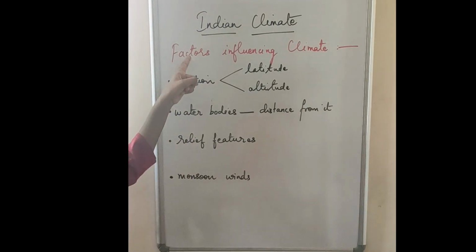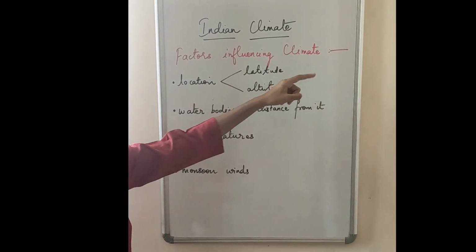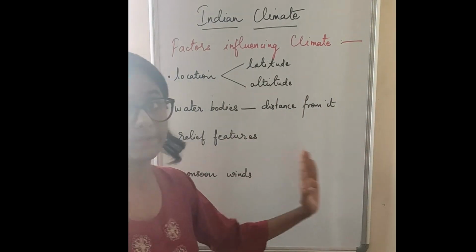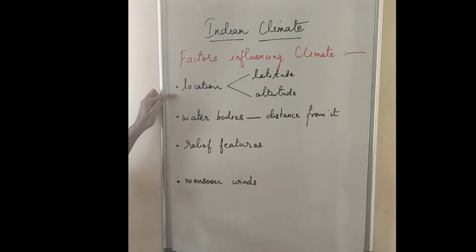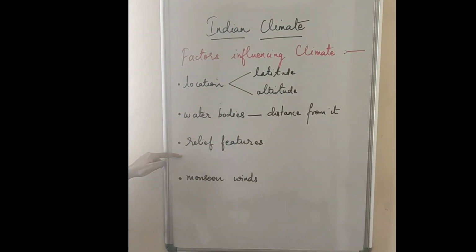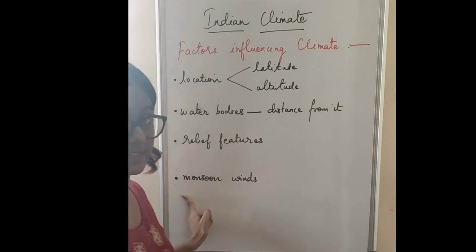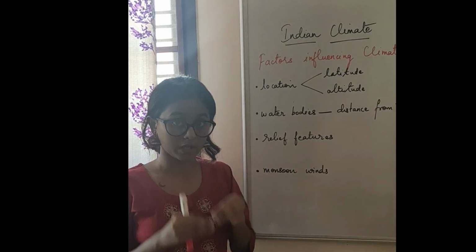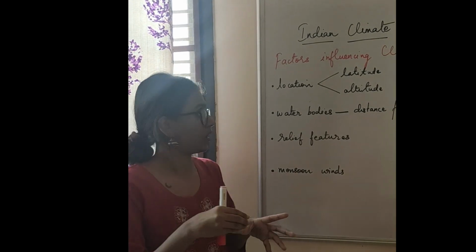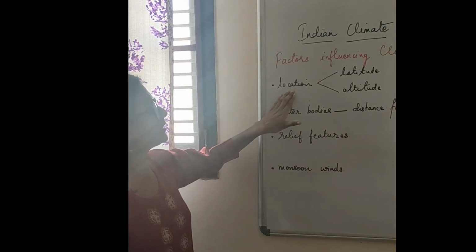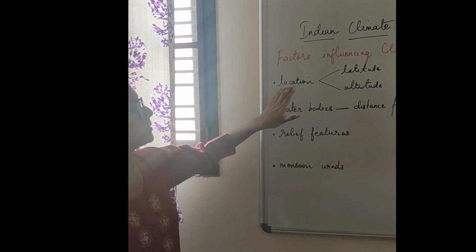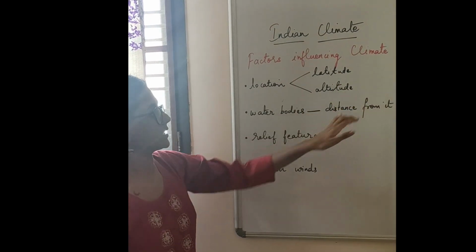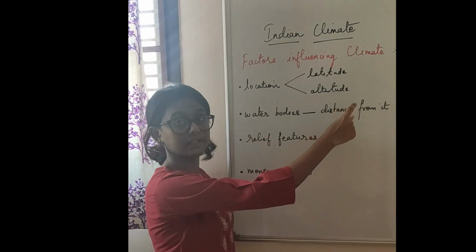Now we're going to learn about factors influencing our climate. In your textbook you have 4 different points, and I will explain them in a little detail. The first is location, then water bodies, relief features, and the monsoon winds. Depending on where India is located, our climate is dependent on that. How can we measure where we are located? By taking 2 things into consideration: one is the latitude and one is the altitude.